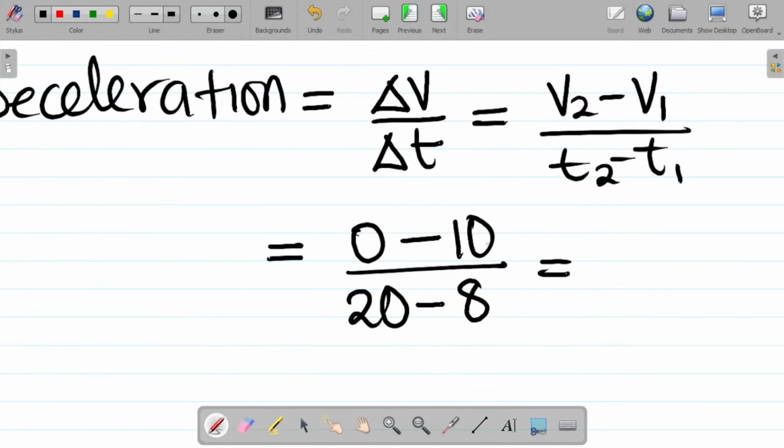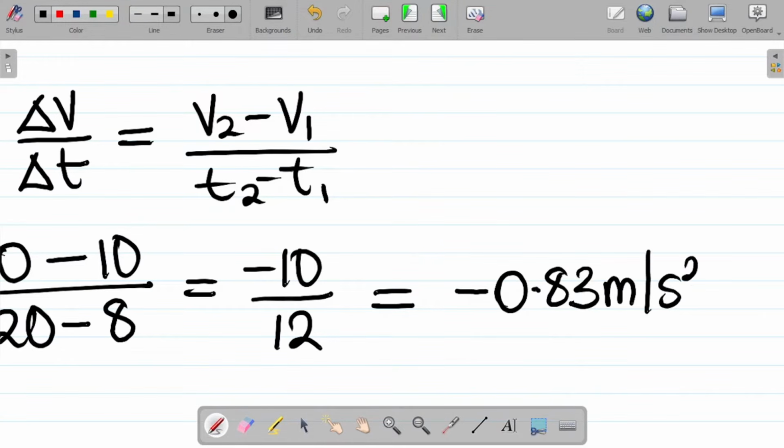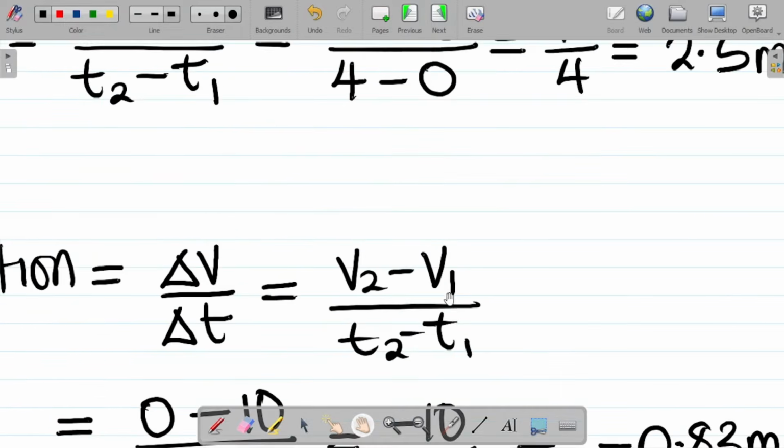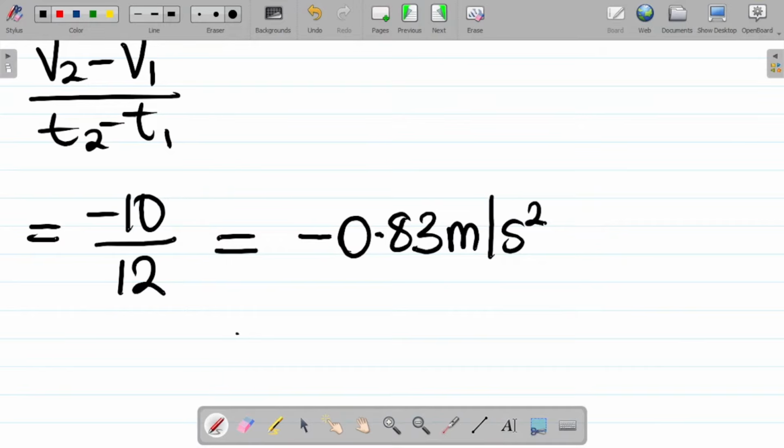Let's put the values there. 0 minus 10 is minus 10, all over 20 minus 8, which is 12. So I have minus 10 all over 12. Let's punch this in. This will be equal to minus 0.83, because this should be in meters per second squared too, right? Also a type of acceleration. But we don't put the negative.